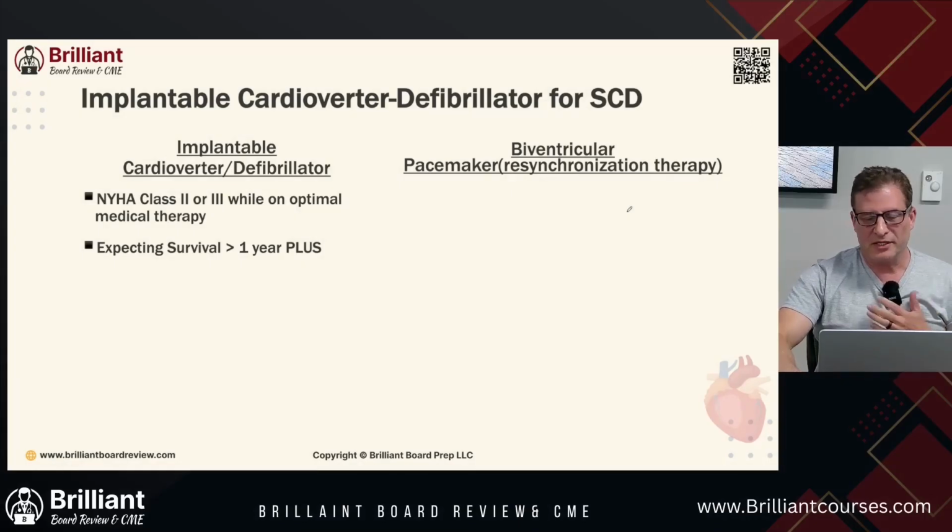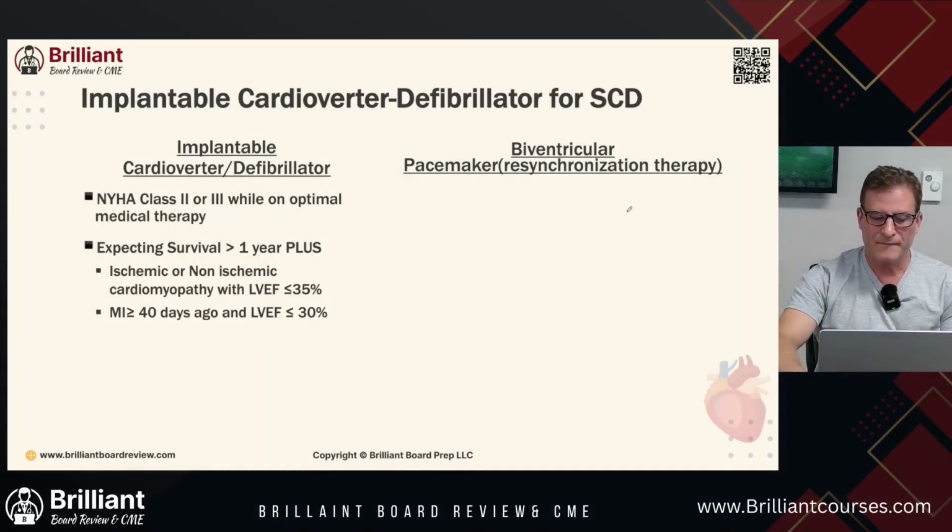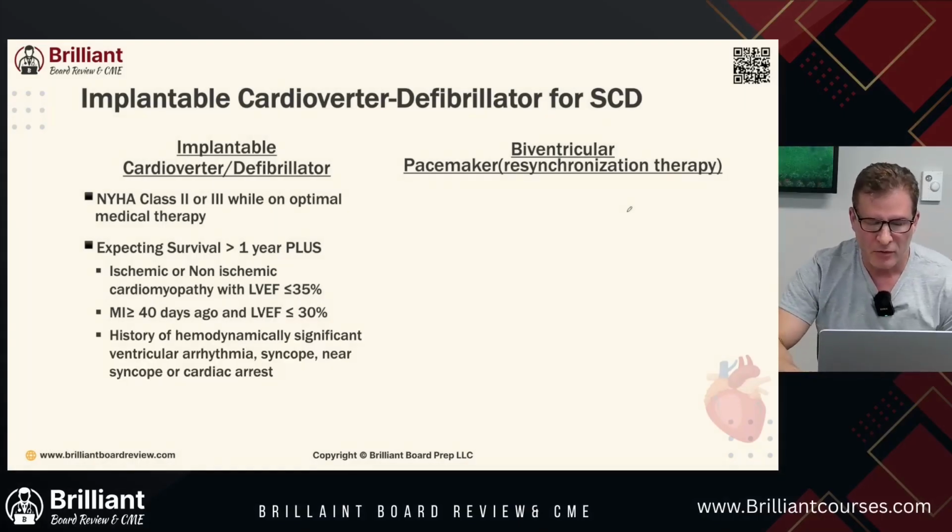These things cost money. That's why we have to make sure the survival is greater than 1 year. Ischemic or non-ischemic cardiomyopathy with a left ventricle ejection fraction less than or equal to 35%. MI greater than or equal to 40 days ago and left ventricle ejection fraction less than or equal to 30%. History of hemodynamically significant ventricular arrhythmia, syncope or neurosyncope, or cardiac arrest.